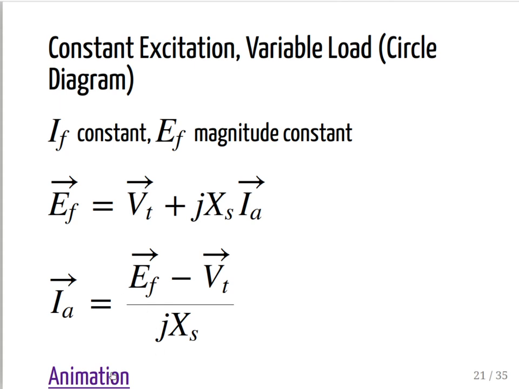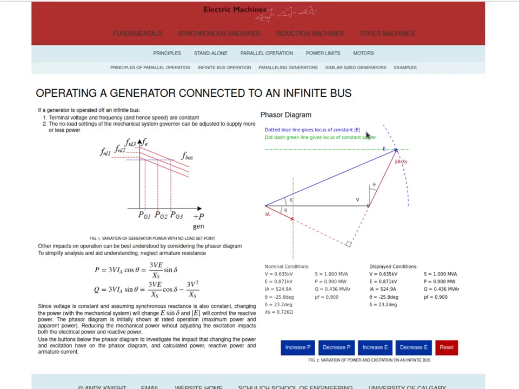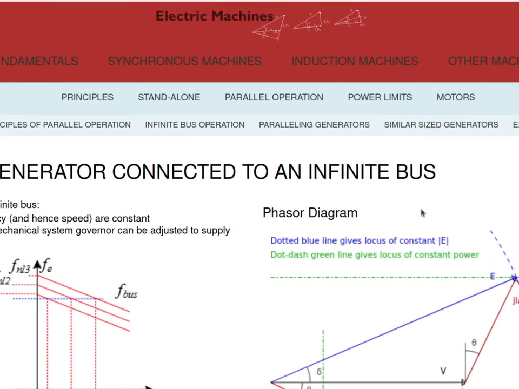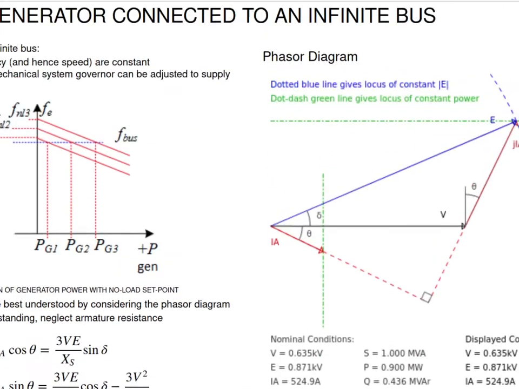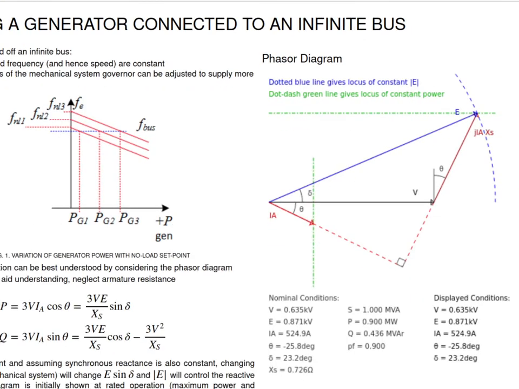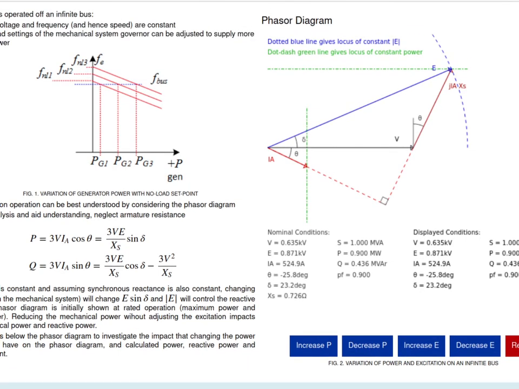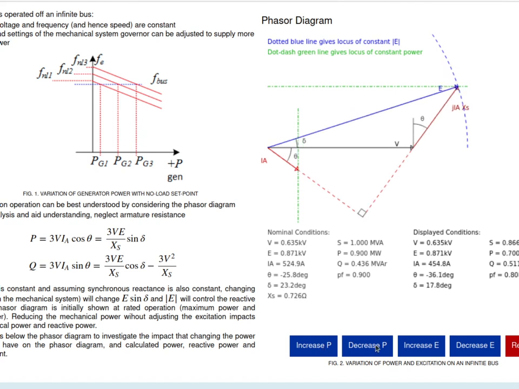So here we have an animation. Let's have a look at that one. I think it will help you to understand better. Let me zoom out a little bit. So here that is my constant E, and that is my circle curve. And I can increase power. Power is the input power, and you can see all those numbers. So I am increasing, or let's decrease at first.